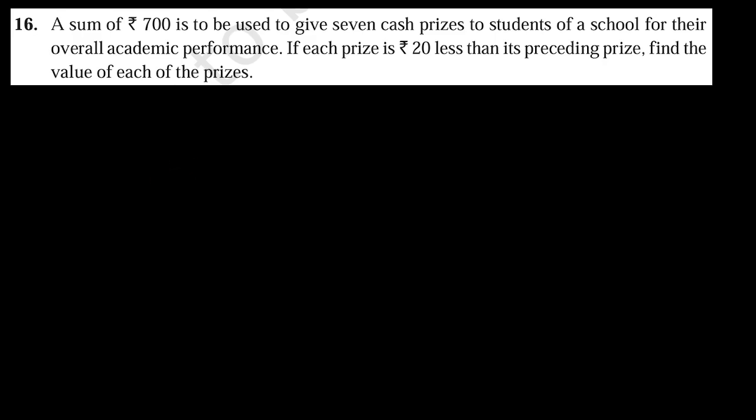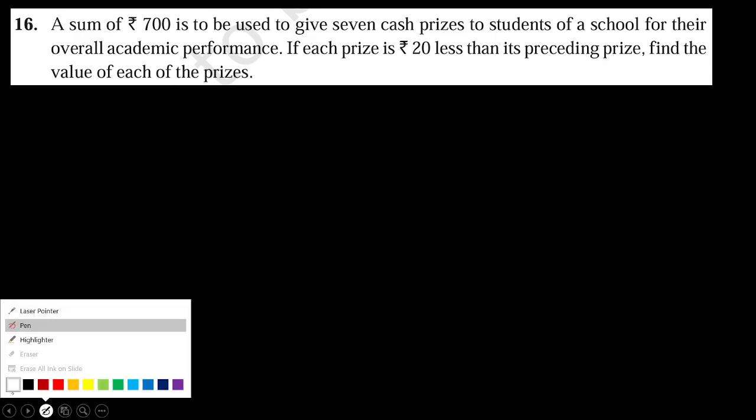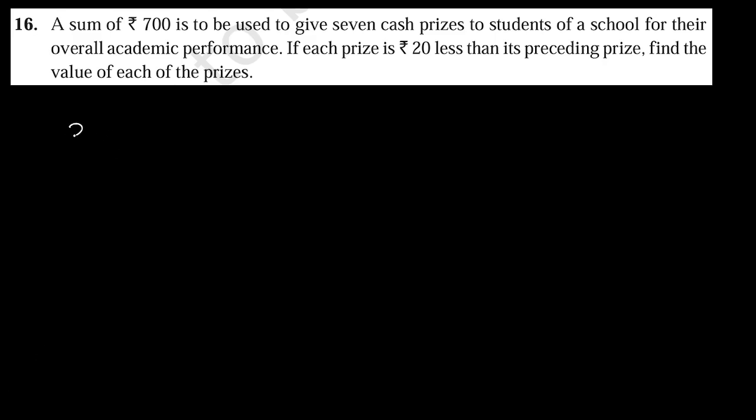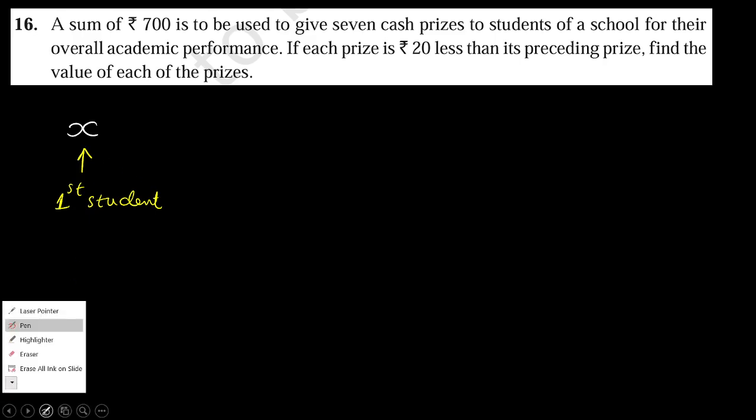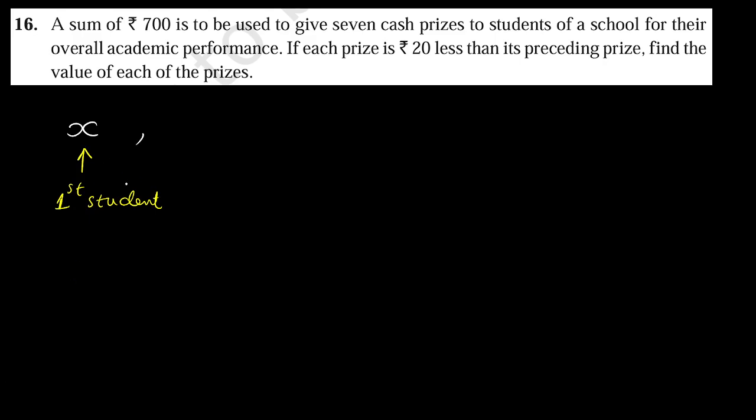There are 7 students. We make an assumption that the amount received by the first student is X. I have no idea how much the first student received, let it be X. Then what is the amount received by the second student? Without any doubt I can write X minus 20. Why is it X minus 20? You read it, you can understand.